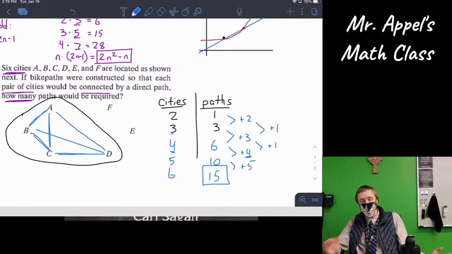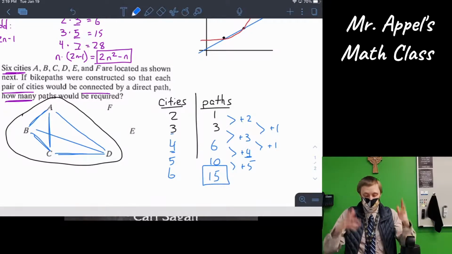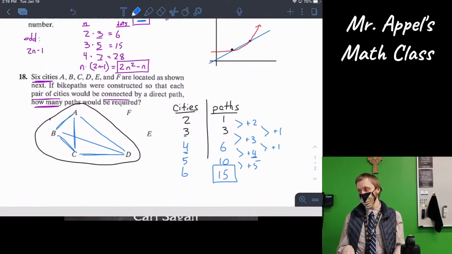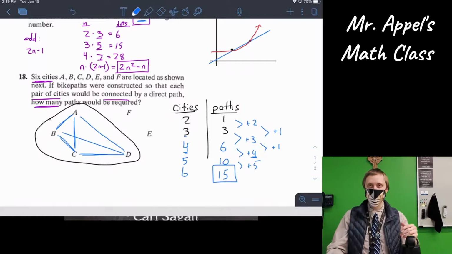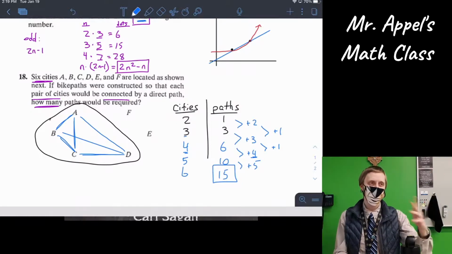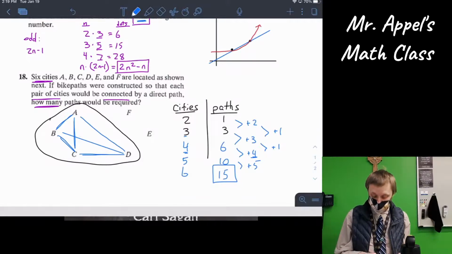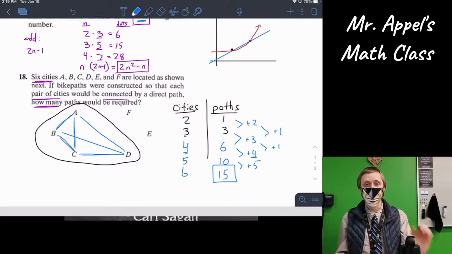Now, would I always leave it there? Maybe. Depends on the circumstance, right? If you're the county civil engineer, and your boss tells you, hey, we need you to count up possible bike paths. We're going to install a bike path network through the county. How many paths do we have to deal with? We're like, okay, we've got 6 cities. There's 15 paths, all done.